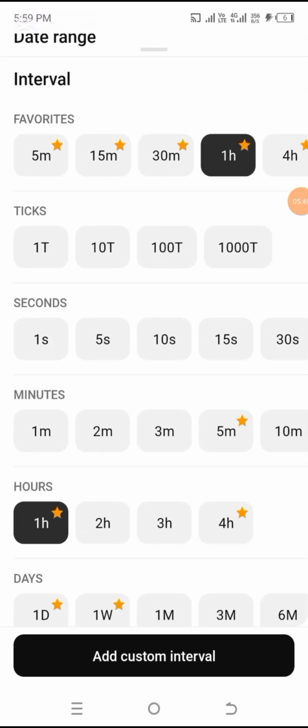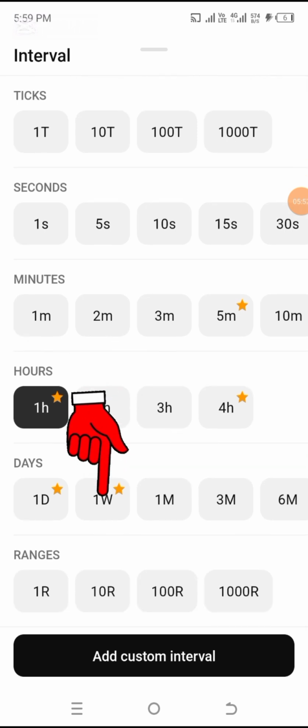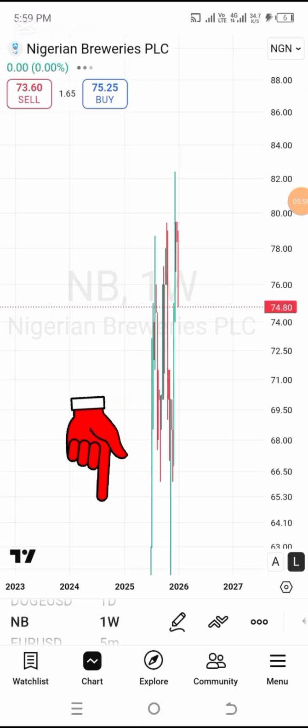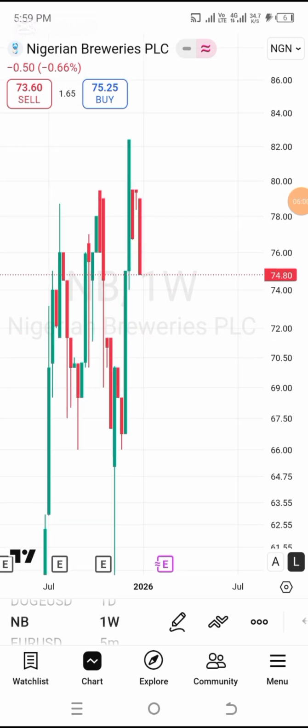These are minutes, these are hours, and these are days, right? So I want to use 1 week. This 1W is the weekly time frame. So this is what has been happening on the weekly time frame.